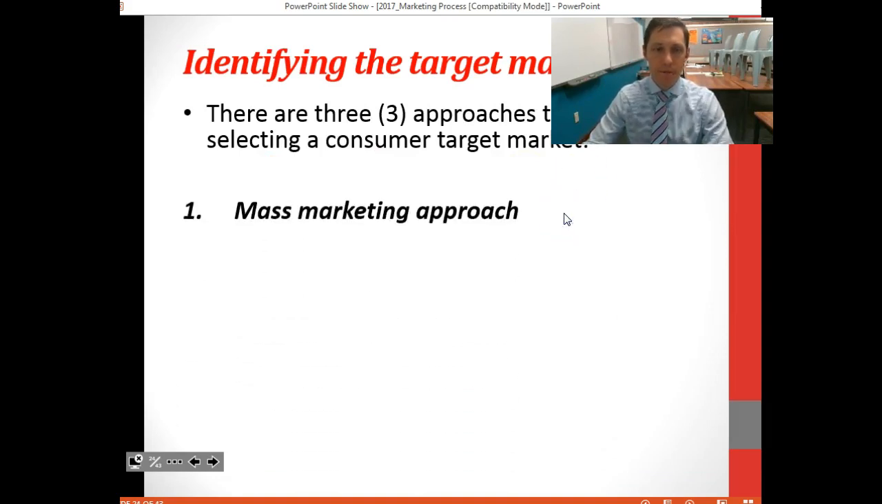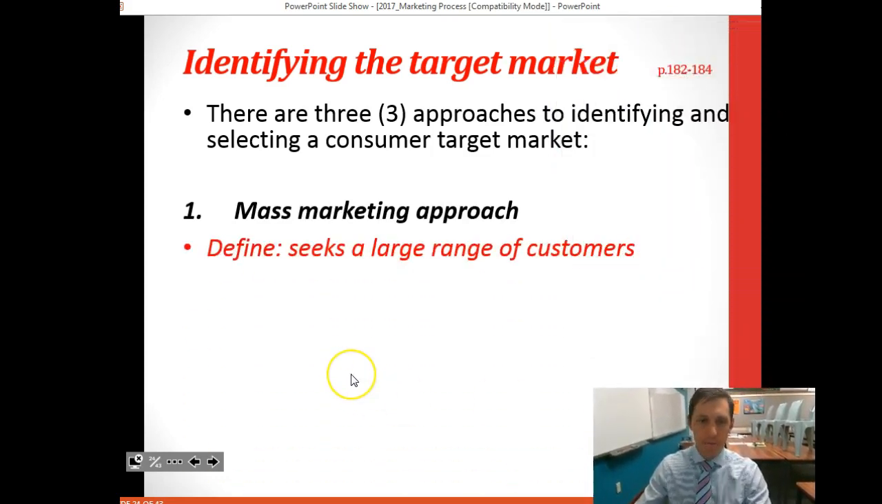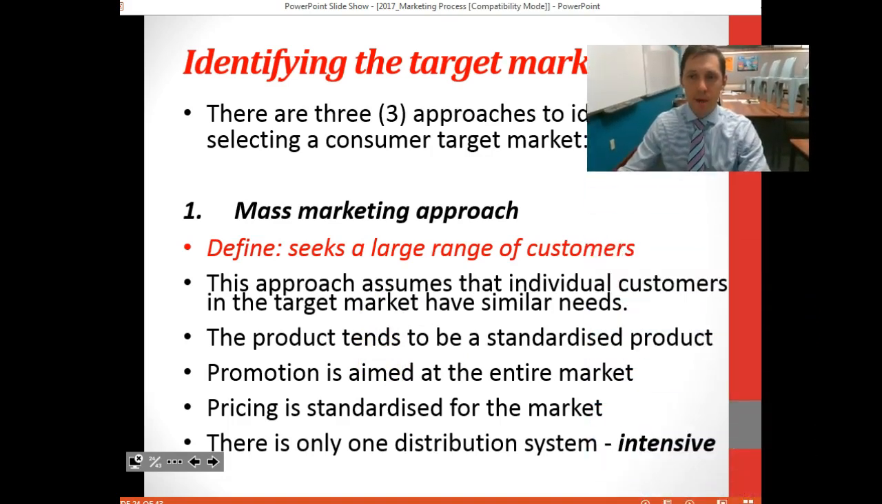So in terms of identifying and selecting a target market, that can be done in 3 ways. Firstly, that can be done through a mass marketing approach, and that is seeking a large range of customers, so mass market. Mount Franklin is an example of a product that has a mass marketed approach. They're selling a bottle of water to pretty much anyone. Coca-Cola is the same. And that approach, as it says here, assumes that individual customers in the target market have similar needs. So effectively, they want a bottle of water or they want a caffeinated soft drink.